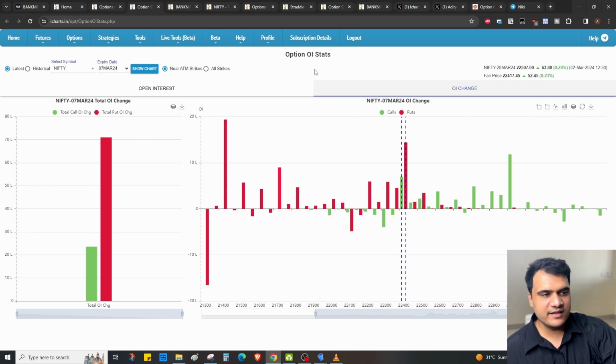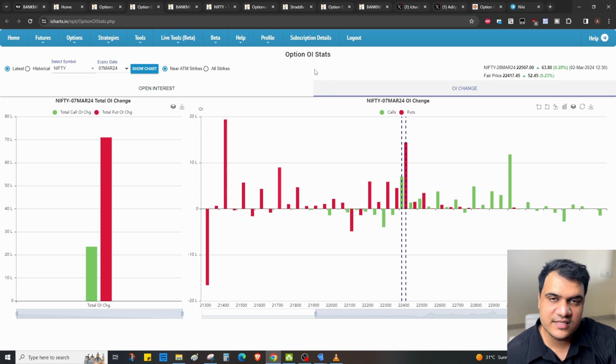So I've seen many traders try to use open interest. This is a very good view because it shows you pictorially the same information you see on the NSE website or somewhere else. And this is the same thing that I personally used to see on Opstra.